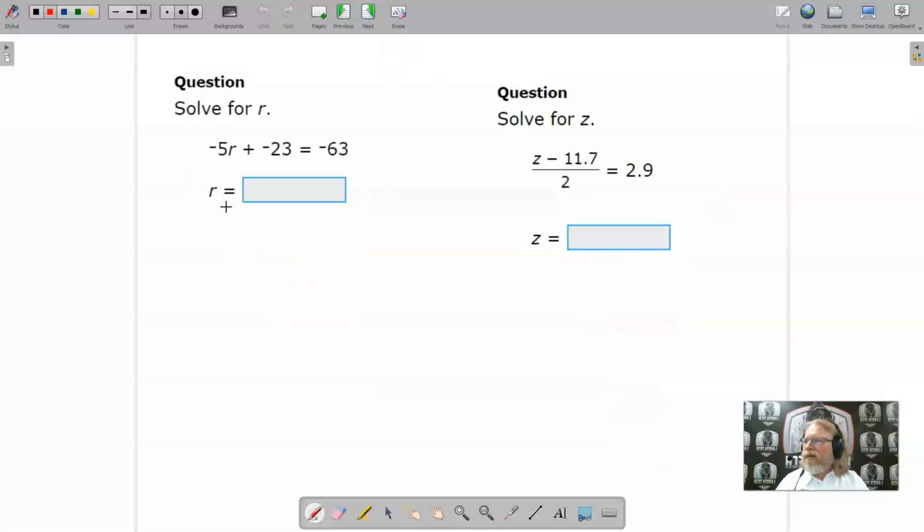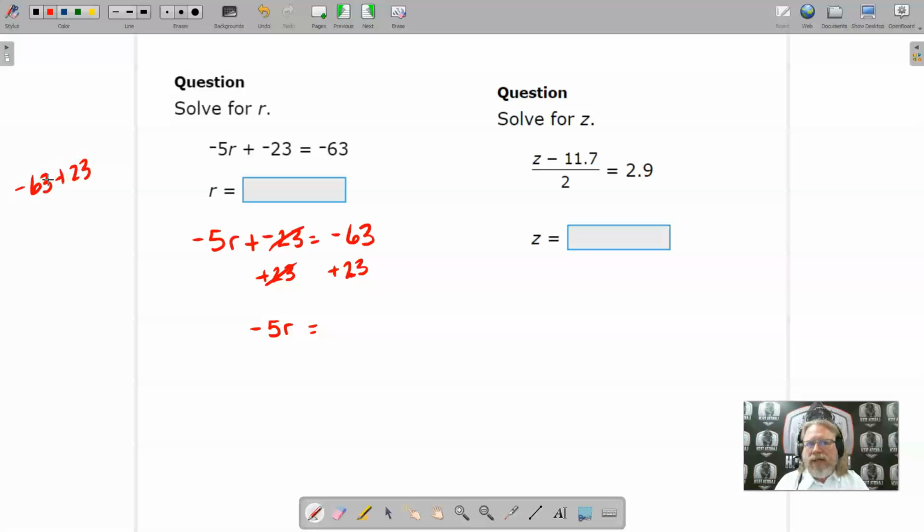For the next one here, we have negative 5r plus negative 23 equals negative 63. So let's go ahead and first get rid of this negative 23 by adding 23, right? So we're going to add a positive 23 to each side. Whenever we do that, the negative 23 and positive 23 cancel each other out, leaving us with negative 5r. And then negative 63 plus 23.